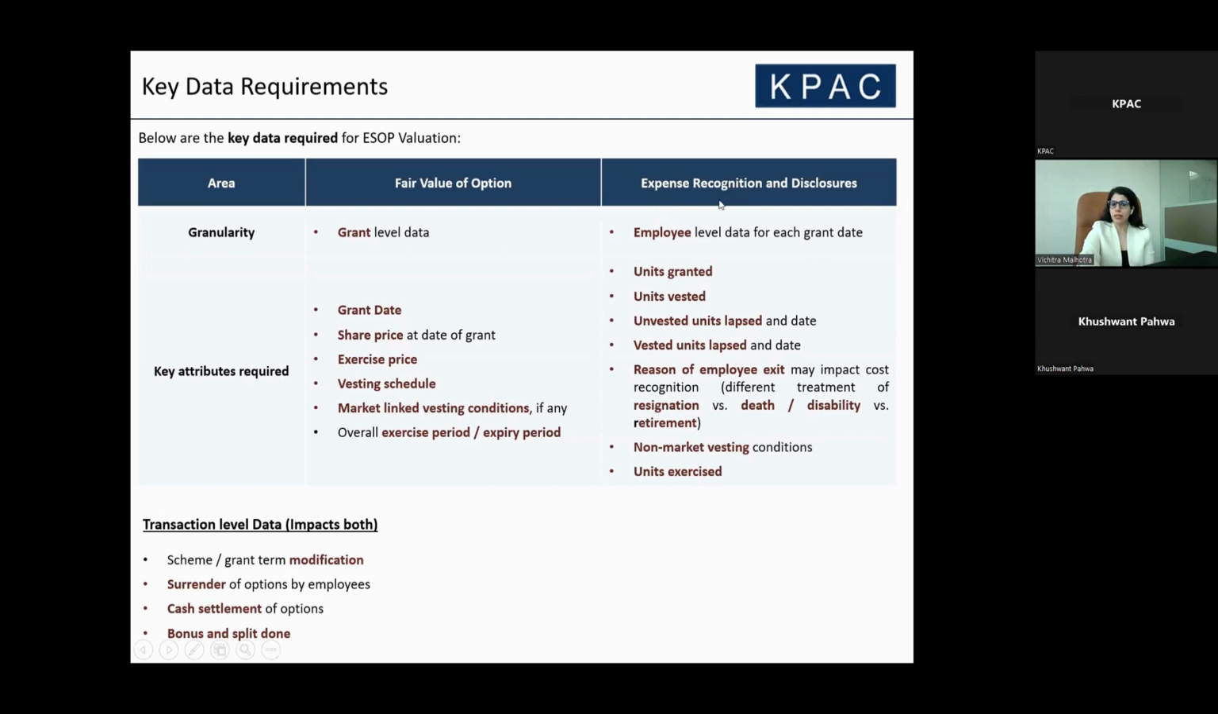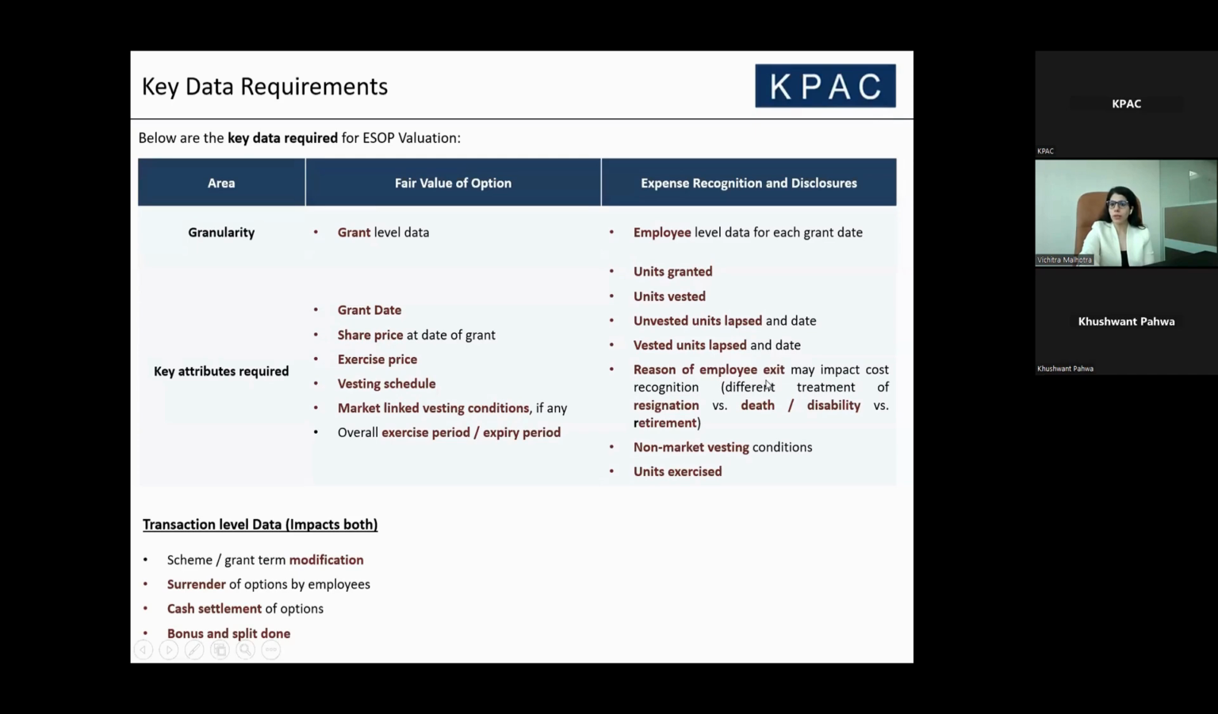When we look at expense recognition and associated disclosure, the data is required at an employee level, and specifically for each grant given to every employee. So employee level and at a unique grant level. Here the data needs to be maintained at all levels, that is the units that are granted, units vested, unvested, when they lapsed, the date. The vested unit lapsed needs to be maintained separately because it is accounted for separately in your expense recognition. It doesn't go through P&L reversal, it goes through a balance sheet adjustment.